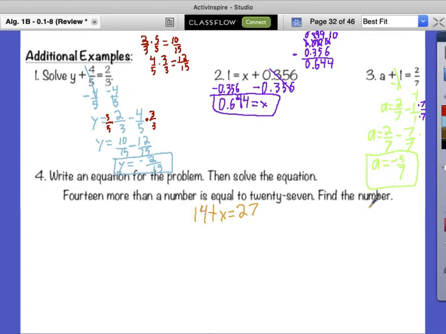So 14 plus x equals 27, so how would we solve this? Okay, Olivia? You would subtract the 14 and then you would subtract the 27 from 14 and that would give you x equals 13. Positive 13. Yeah, positive 13, because they're different signs so we subtract. 27 is bigger though, so we say positive.